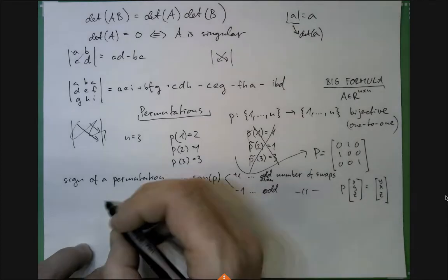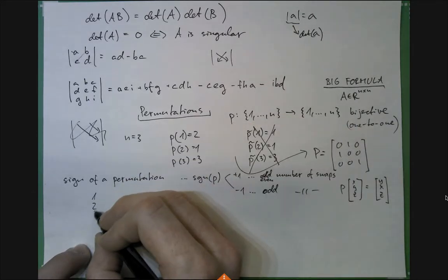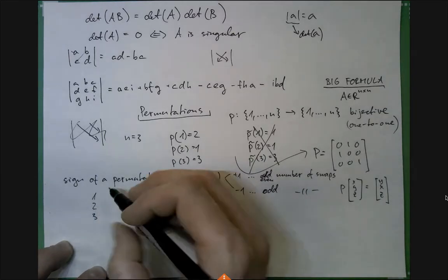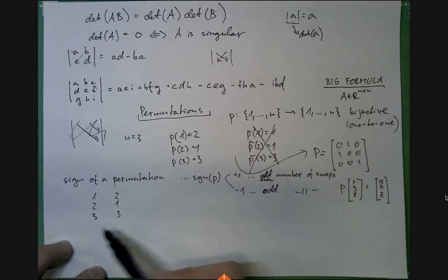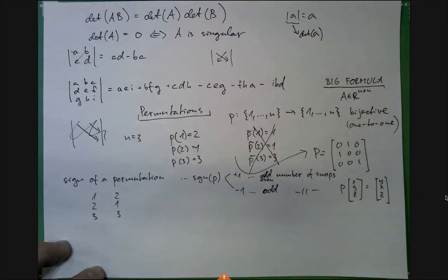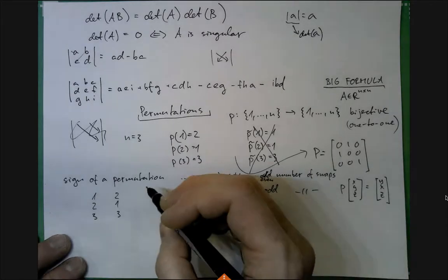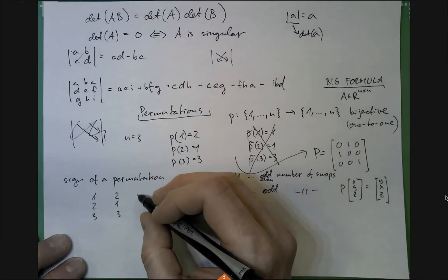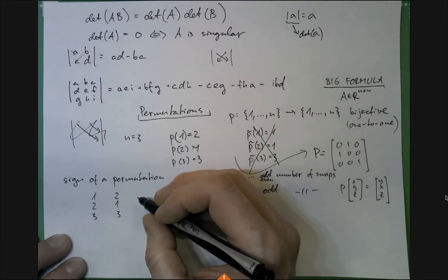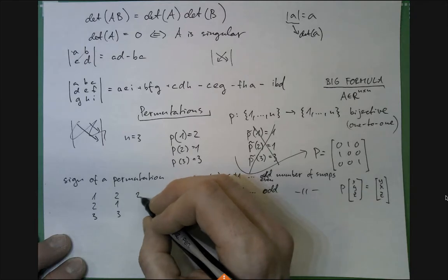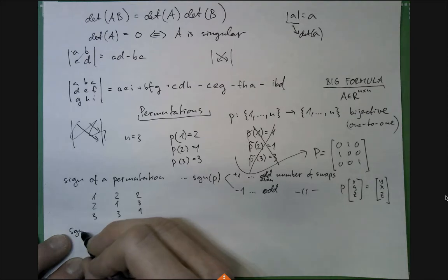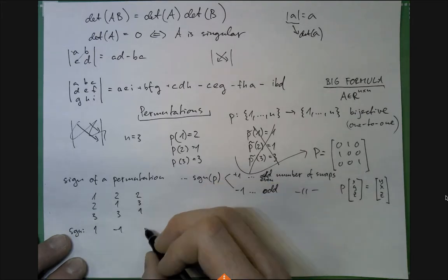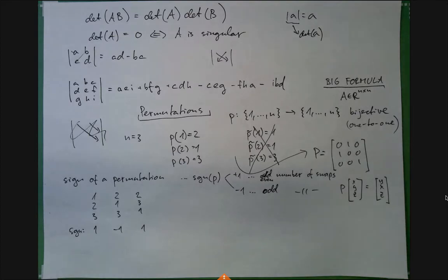So what do I mean? If I start with 1, 2, 3, the identity permutation, and then I do one exchange, I get 2, 1, 3. Because it's an odd number, one swap, that has sign -1. If I do another one, for example, this one would have sign +1. So the identity has sign 1, this has sign -1, this has sign 1, and so on.